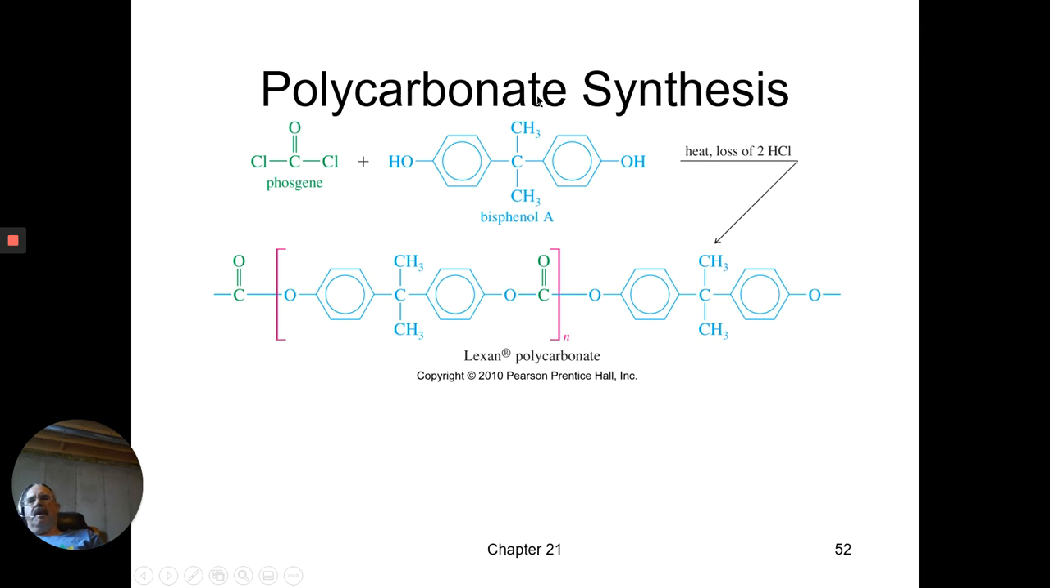Bisphenol A, or BPA, has been in the news lately. Evidence shows that it's an endocrine disruptor. You may see labels on plastic water bottles or other plastic items that say BPA free.